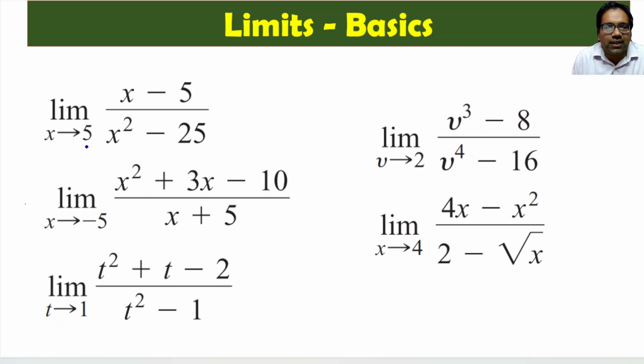When x approaches 5, that means 4.9, 4.99 or 5.01, 5.001, whatever. When x is approaching 5, what is the value of this function? Clearly, this function is not defined when x equals 5 because the denominator becomes 0. So in such cases, we simplify this and create an identical function which is actually defined at x equals 5. And then we say that that is the limit.